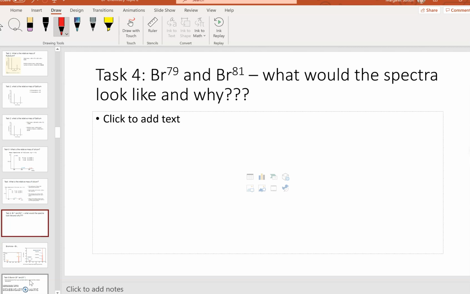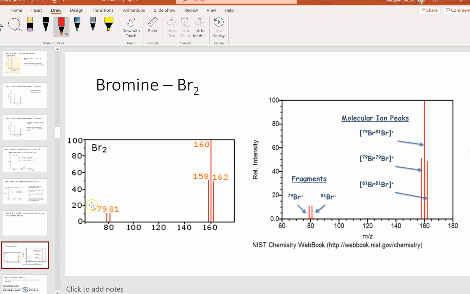The final example that we're going to look at is bromine-79 and 81. What would the spectra look like and why? The reason I've asked this is because bromine exists as Br2, and so again it would follow a similar pattern to the chlorine example. So if we look here, here are the two isotopes. They're actually about 50-50 abundant, the 79 and 81. But you would also see a separate spectrum higher up here, and that would be for the combinations of the different bromines joining together. So 79 and 79, 79 and 81, and then 81 and 81. Which is really cool.